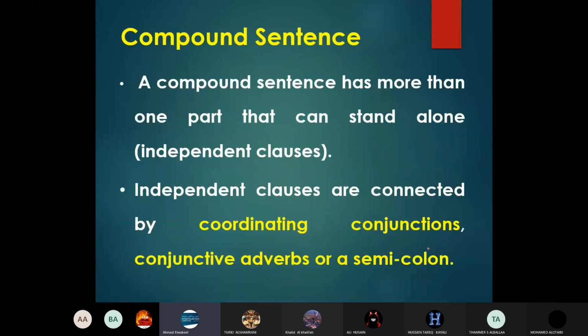Moving to the compound one. The compound sentence has more than one part that can stand alone, meaning that it consists of at least two independent clauses. At least two independent clauses are connected by a coordinating conjunction. And we said that the coordinating conjunctions, we can memorize them in FANBOYS: for, and, nor, but, or, yet, and so. FANBOYS.